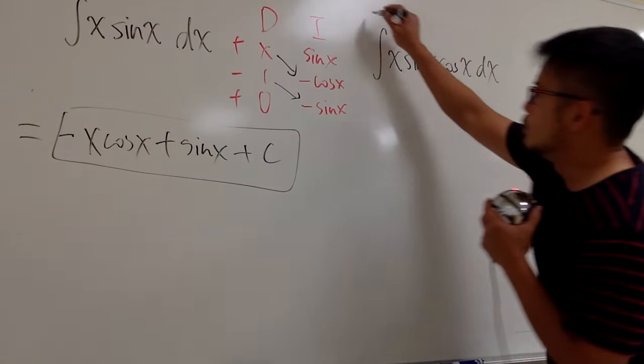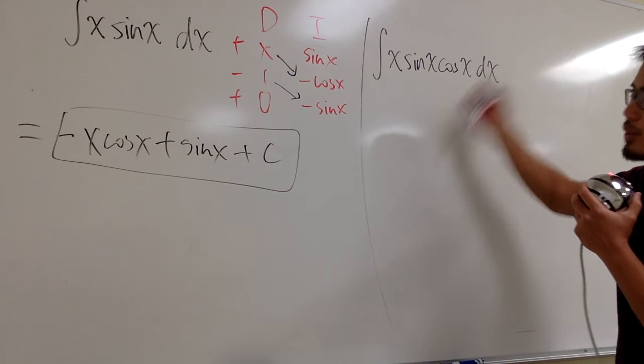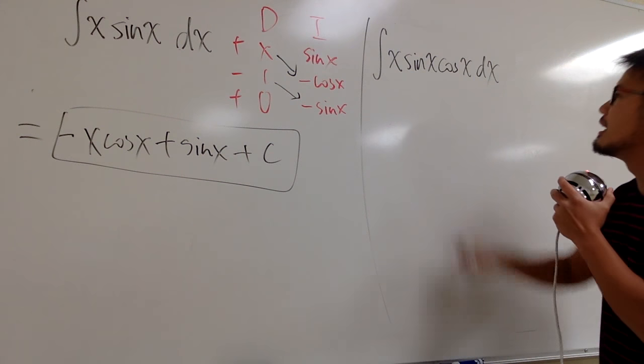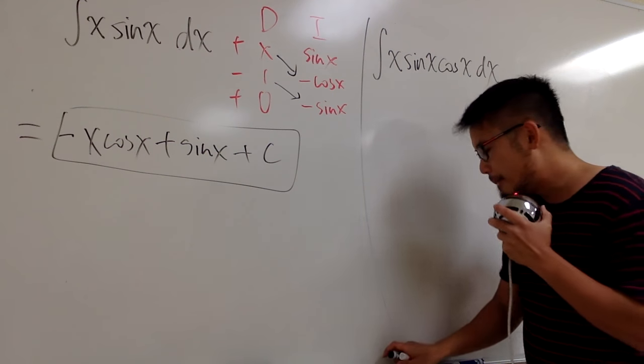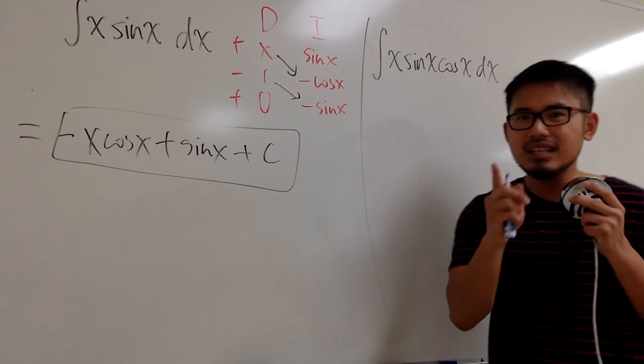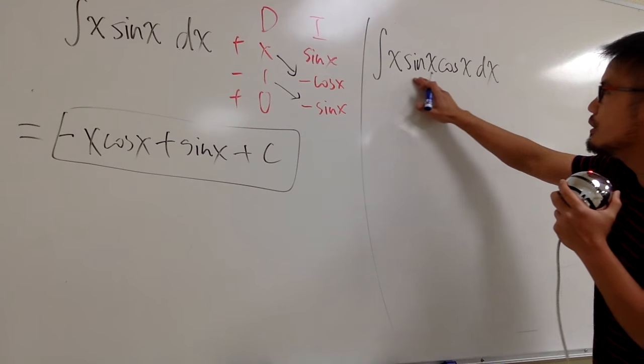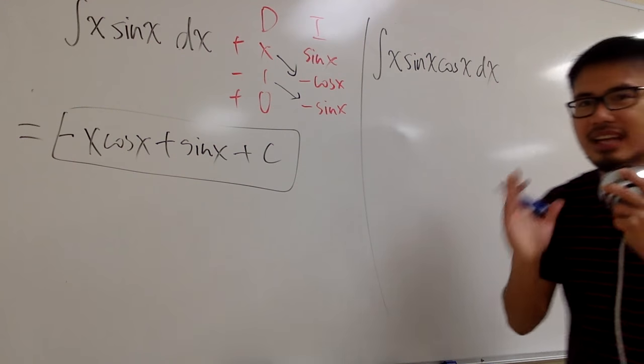So right here, what can we do? Well, integral of x times sine x times cosine x. This is really no good because I have 3 things. That's horrible, right? But it's okay because if you have seen my other video already, we can look at sine x times cosine x. We have a nice formula for that.